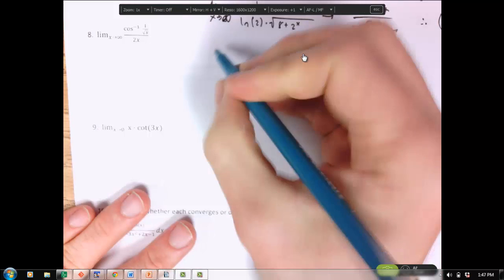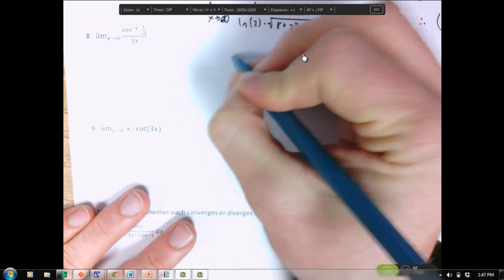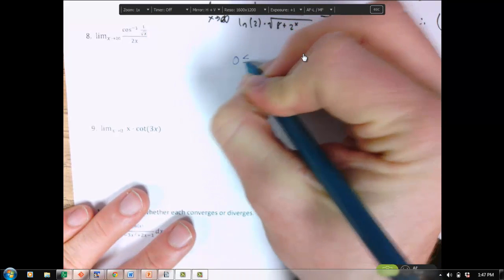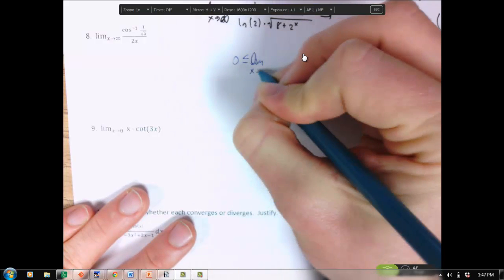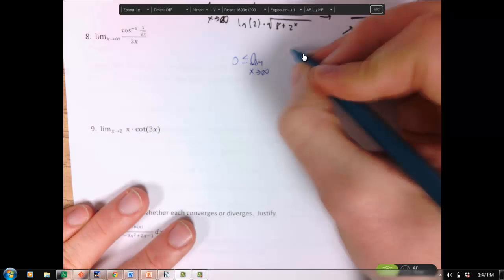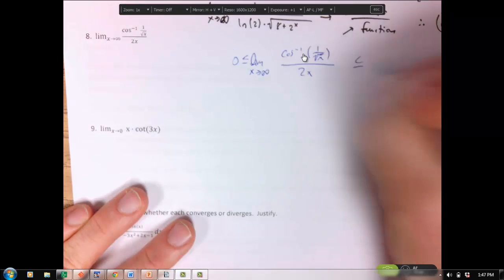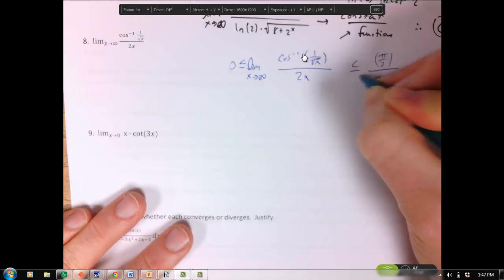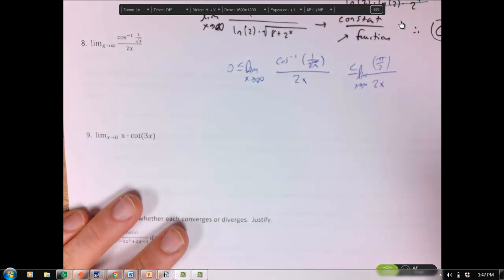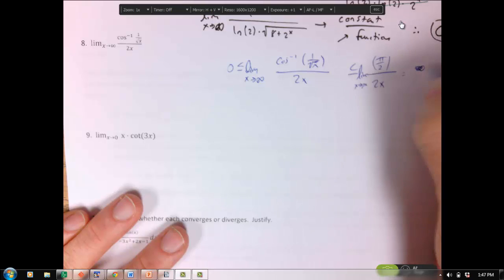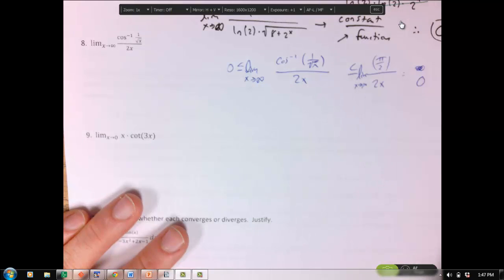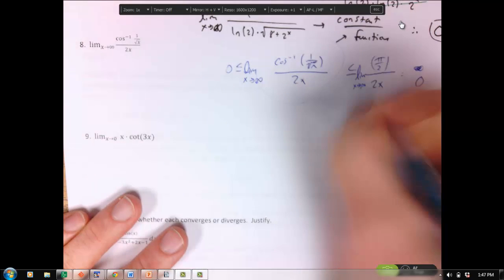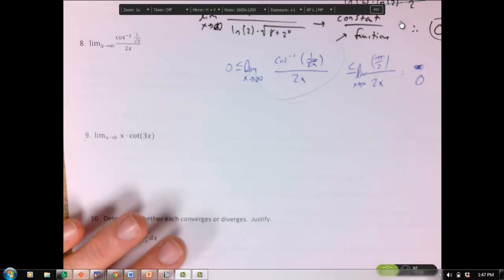So a very straightforward way to evaluate this one would have been like this with a sandwich. We can write 0 is less than or equal to the limit as x approaches infinity of all this stuff. And we know that that's going to be less than or equal to when the numerator is pi over 2. Oops, I keep forgetting my limit statements. Okay. This one we don't need L'Hopital because it's already just a constant over an increasing function, so that one's 0. Therefore, by the sandwich theorem, we have shown that this limit must also be 0.